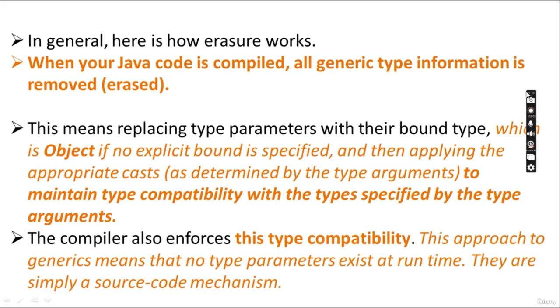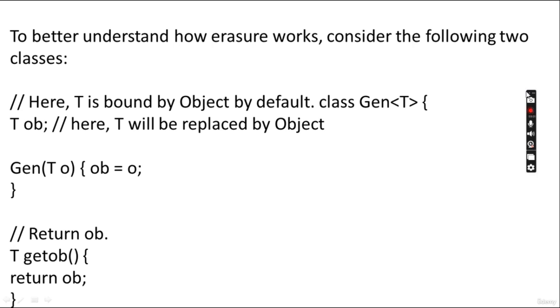This approach to generics means that no type parameters exist at runtime. Okay, they are simply a source code mechanism. The T will be available only at the source code creation or compile time. It will not be available at runtime because T is actually replaced by the actual data types. To better understand how erasure works, we will see an example.